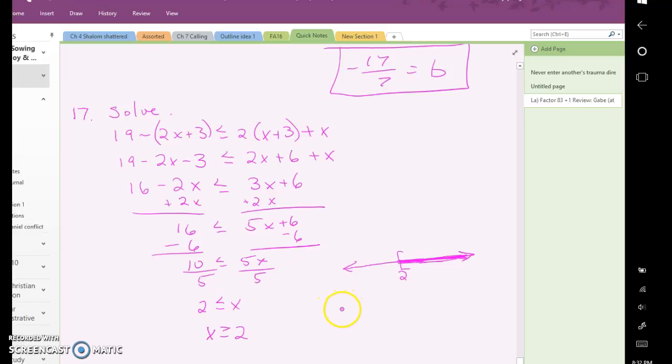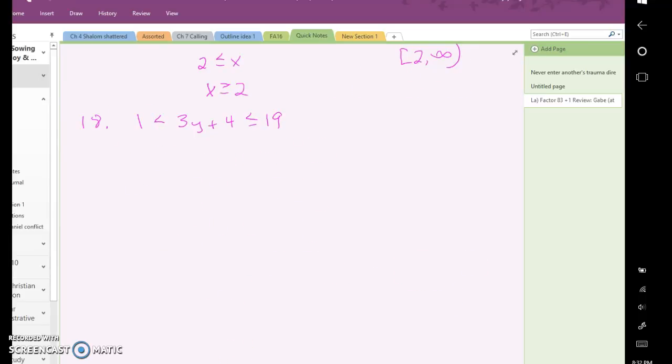And the interval is x, you graph it, and then you look at your graph and write, I see a bracket, I see a 2, and then I see an infinity. And infinity always goes with the parentheses. So now you have the interval of the graph and the x is greater than or equal to 2, all say the same thing. In number 18, you have a 3-part inequality.